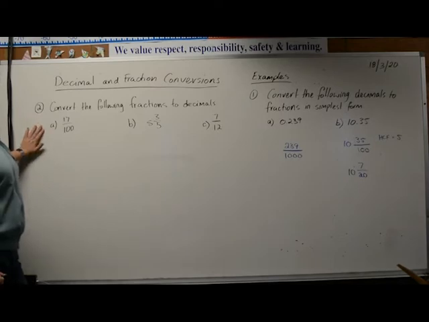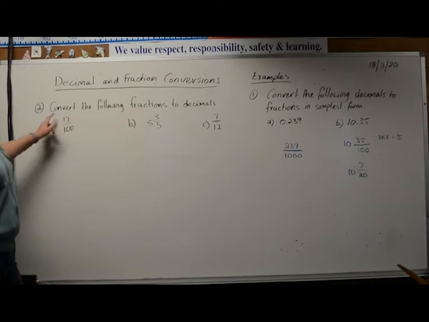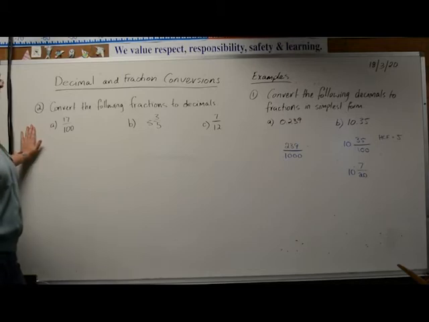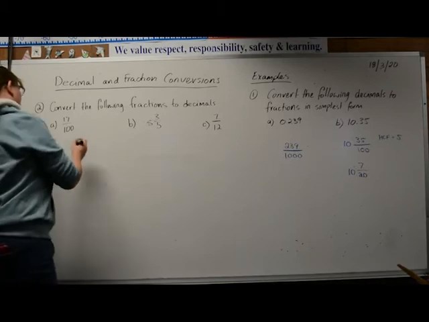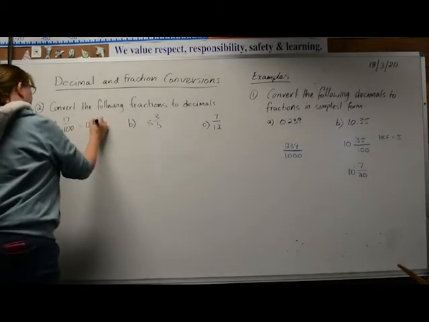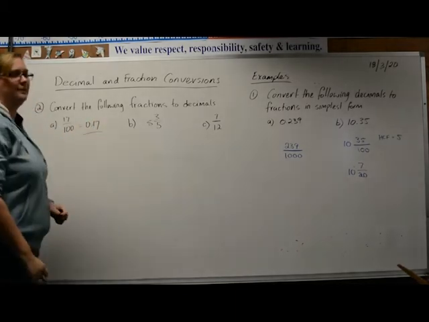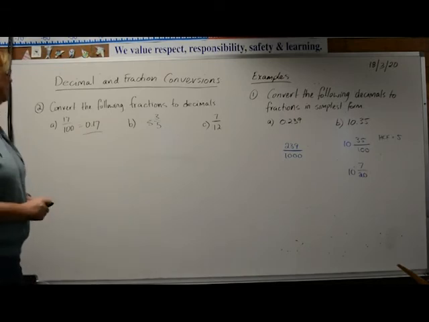Now we're going to convert the following fractions to decimals. First one's pretty easy. We've got 17 over 100, that's 17 hundredths. What is 17 hundredths as a decimal? 0.17. That's easy, isn't it?